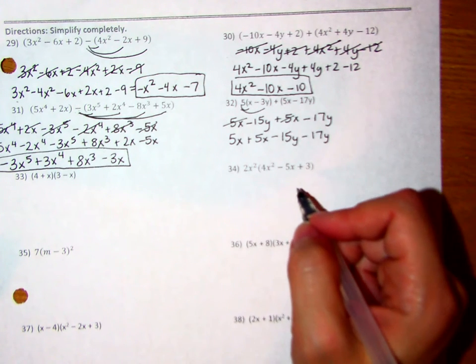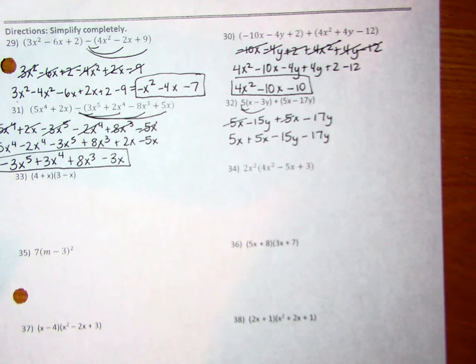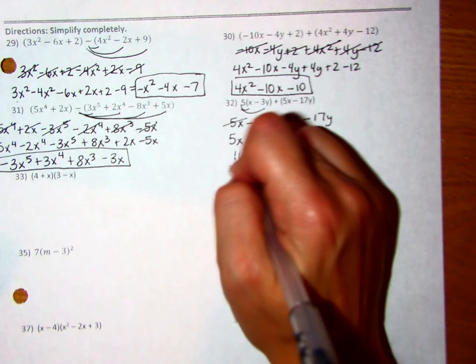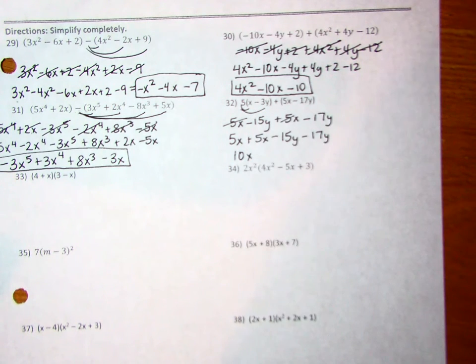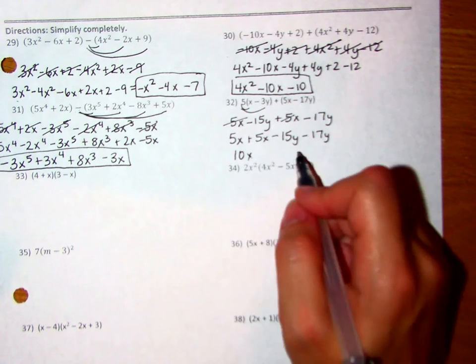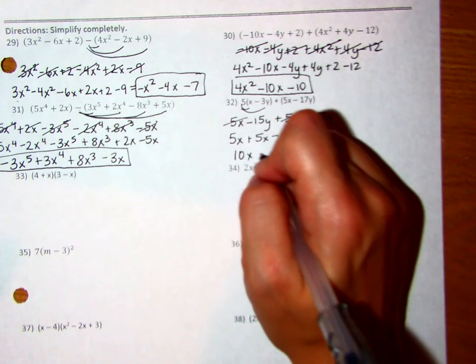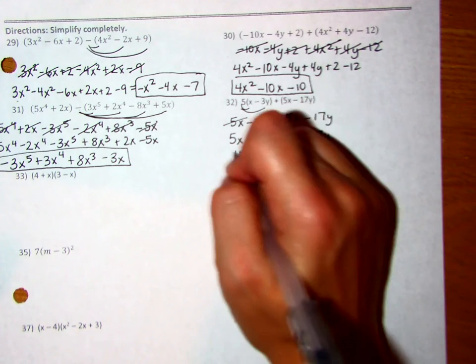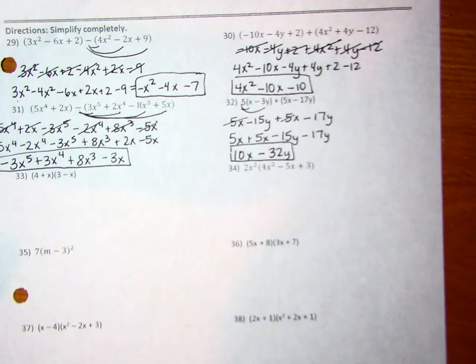So now you're going to add your like terms here. So when you do that, you would have 5x plus 5x, which is 10x. And then you have negative 15y minus 17y, which is negative 32y. And that's your final answer because those are not like terms.